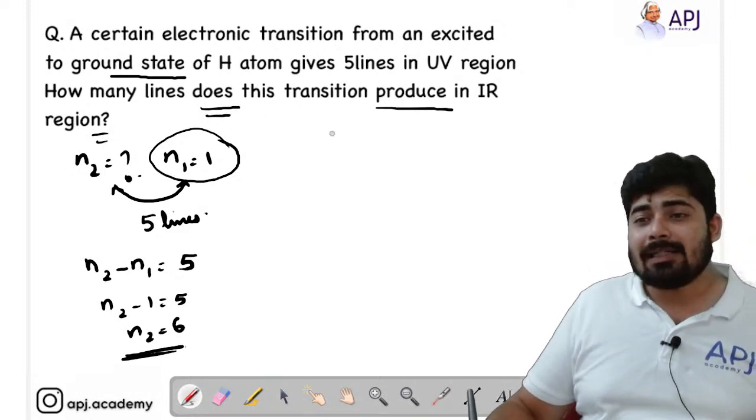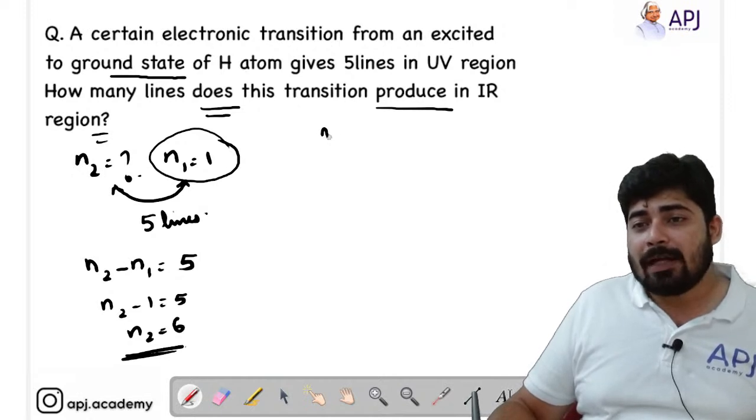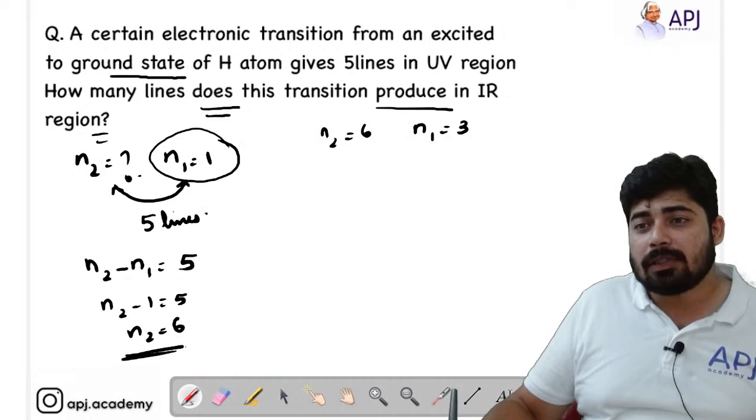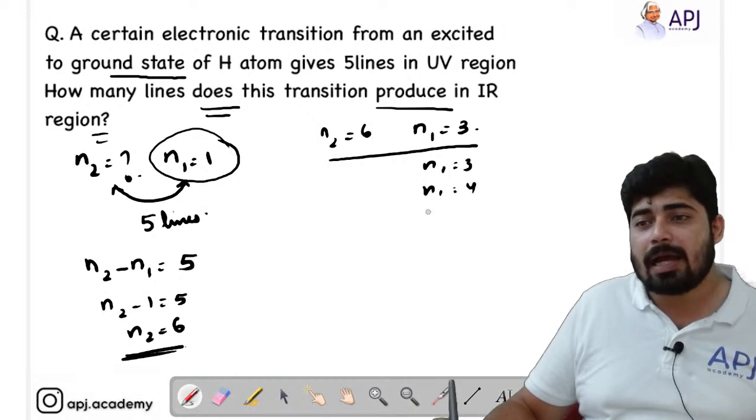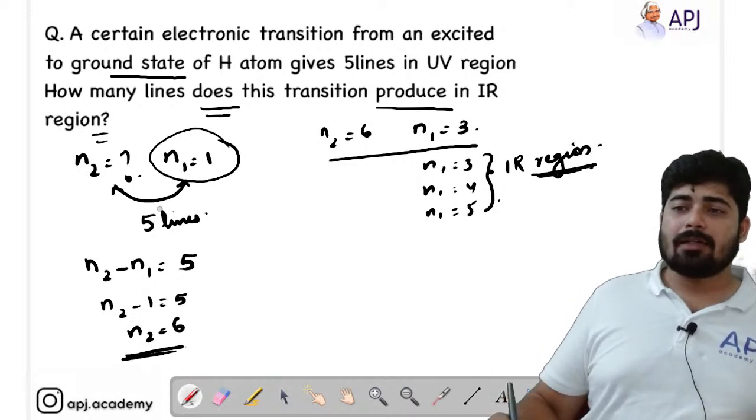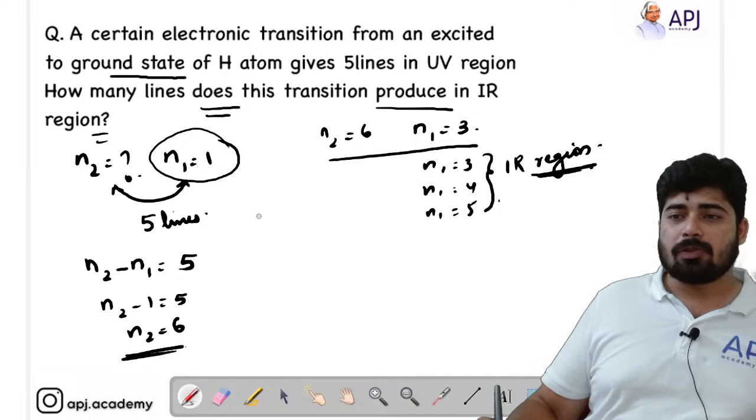See, for IR region we know that if N2 is equal to 6, then N1 should be equal to 3 for the IR region, because N1 can be 3, N1 can be 4 and N1 can be 5, and these 3 transitions correspond to the IR region, right? So we can use each step to find out.